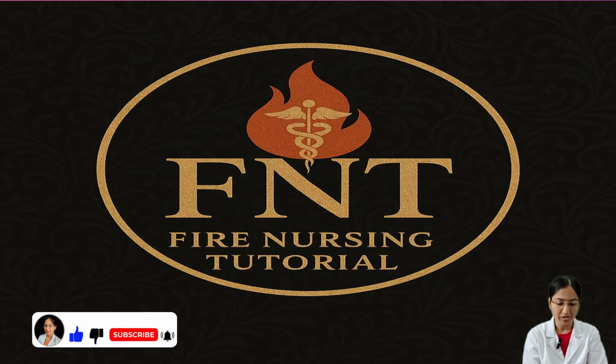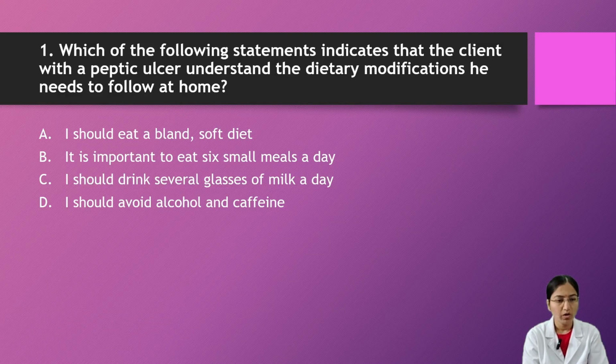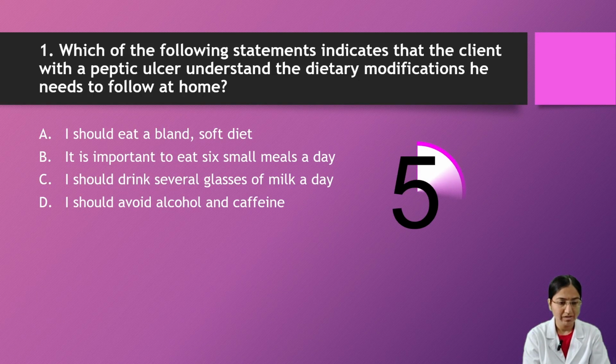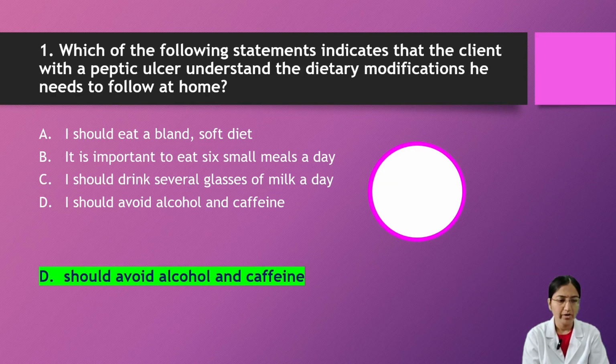We'll discuss important MCQs in this class. We'll see the first question. Which of the following statements indicates that the client with a peptic ulcer understands the dietary modifications he needs to follow at home? Options are here. Right option is D. Should avoid alcohol and caffeine.